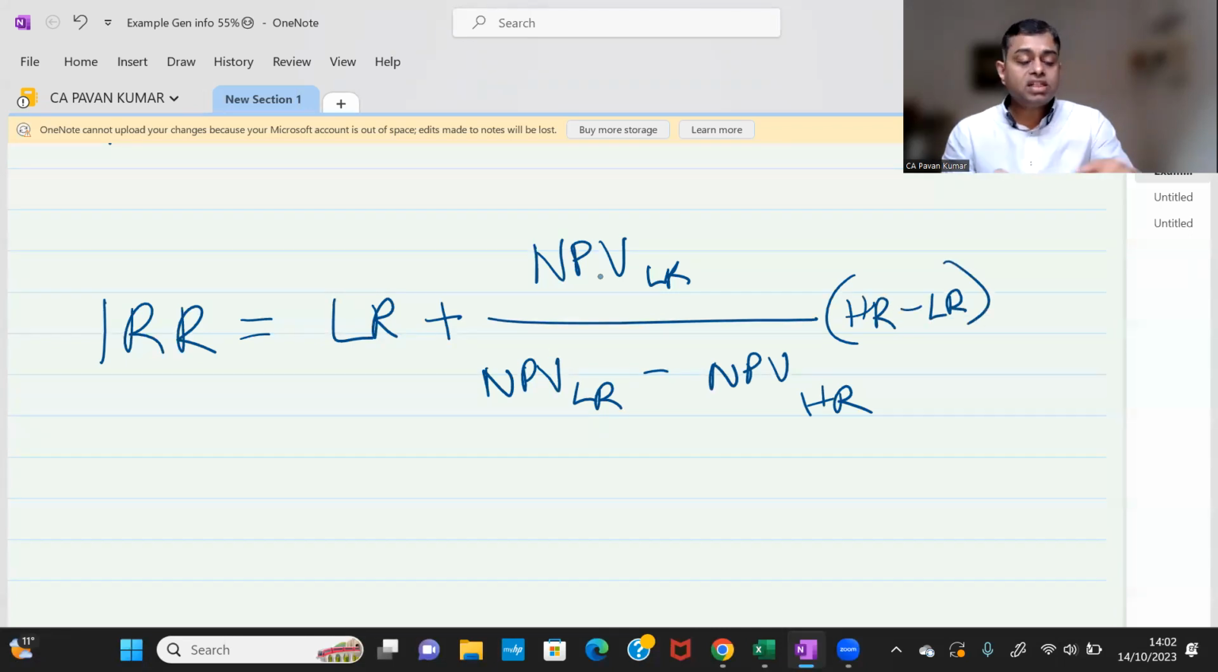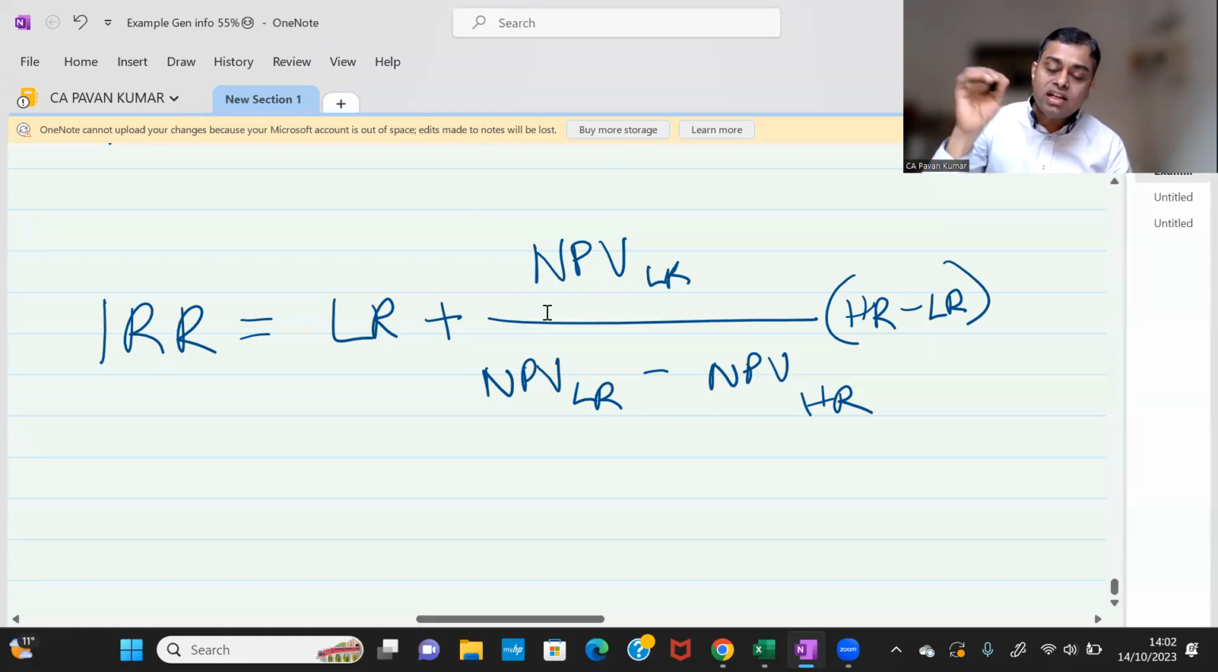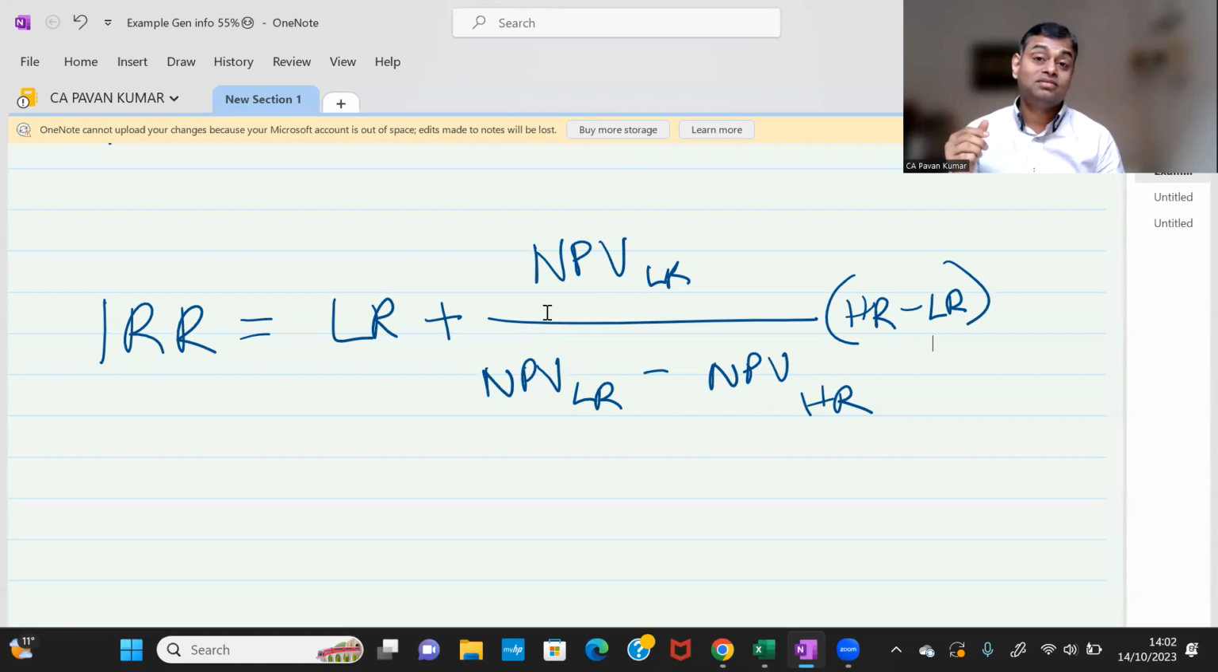So basically you'll take two rates. Probably one could be 10%, one could be 20%, something like that. You calculate two NPVs. One should be positive NPV, one should be negative NPV. In between these two, zero NPV exists. But I will tell you one thing practically. Between two positive NPVs and between two negative NPVs also, you can apply this formula, you can still get IRR. Interesting. So it is not necessary that one NPV is positive, one NPV is negative.